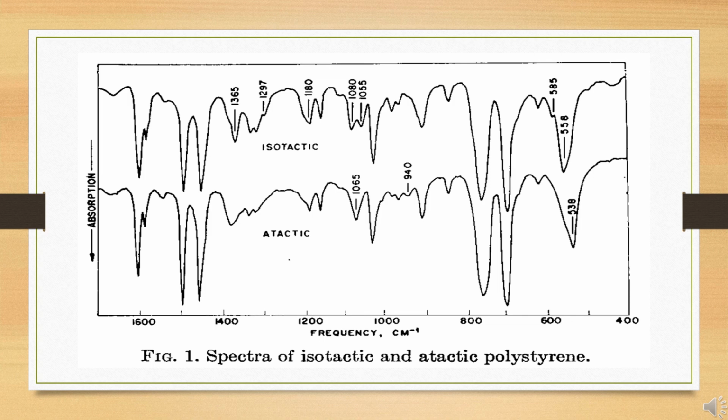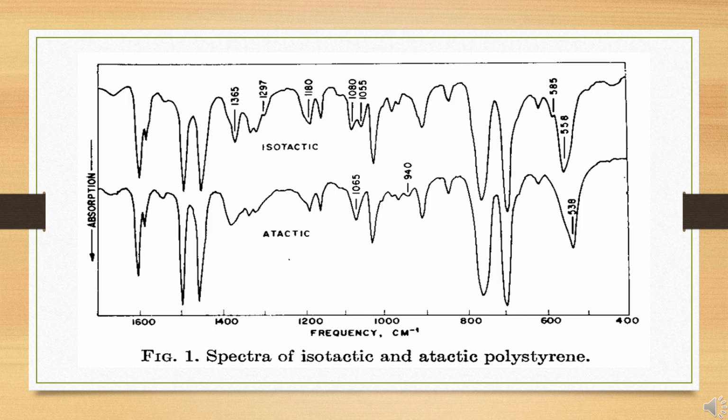In the 1365 to 1197 cm-1 region, a number of differences are evident in the profiles of the bands. One of the most significant differences is observed in the region of 1060 cm-1. The isotactic polymer has a doublet at 1080 and 1055 cm-1, while the atactic polymer has a singlet at 1065 cm-1. Besides that, the atactic material has a band at 940 cm-1.